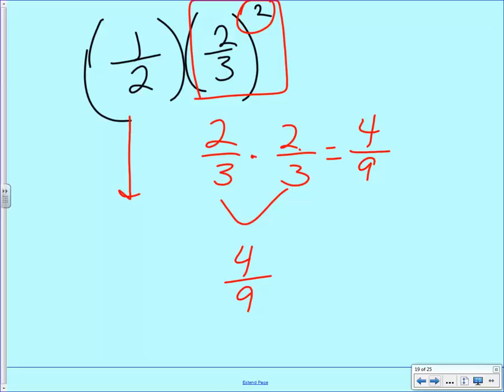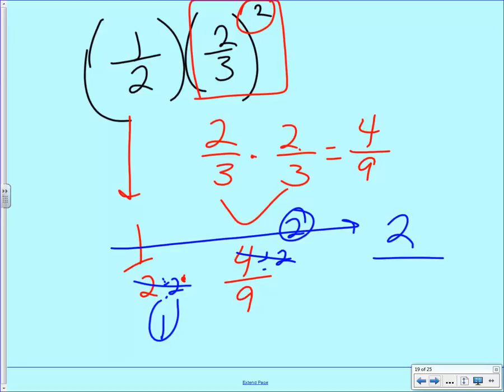I have not used the 1/2, and that's what I'm bringing down right here. I'm going to simplify where I can, and I'm going to divide the denominator and the numerator here in this diagonal both by 2, and I find 1 and 2 here. Multiply across the top, and I get 2, across the bottom, and I get 9. So 2/9 would be my final answer for that one.